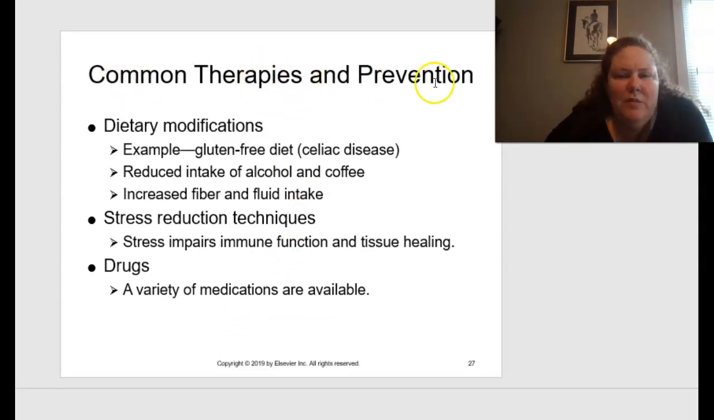So most of the common therapies and prevention honestly come from dietary modifications. And so if you have celiac disease and you have a gluten intolerance, well, don't eat gluten. Two of my nieces have this, and so they have to stay away from gluten. The other one has a dairy intolerance, so they have to stay away from it or else they pay, right? Also, reduce your intake of alcohol and coffee, because those are mostly very acidic, and that can disrupt and make your stomach not feel so good. And also increase your amount of fiber and fluid intake.